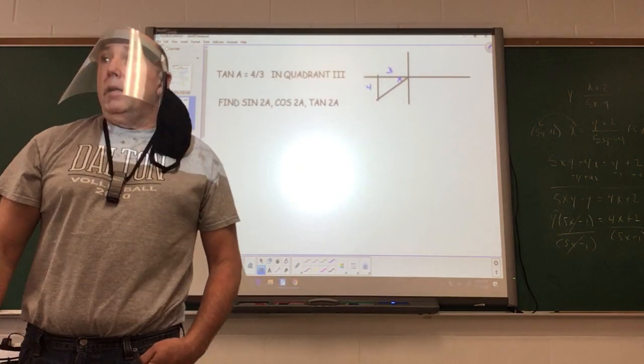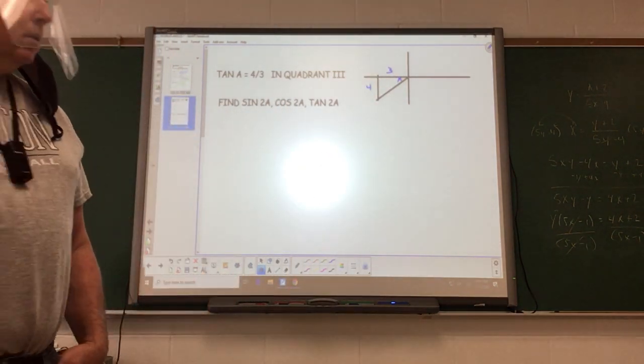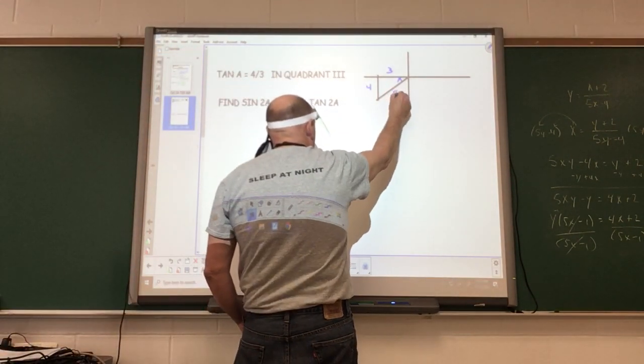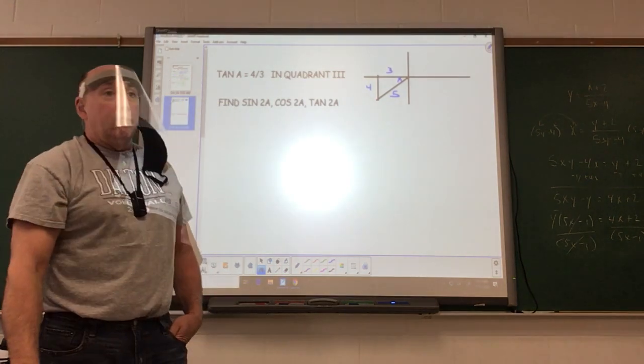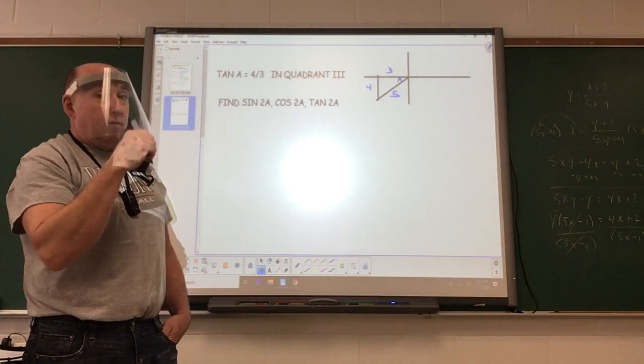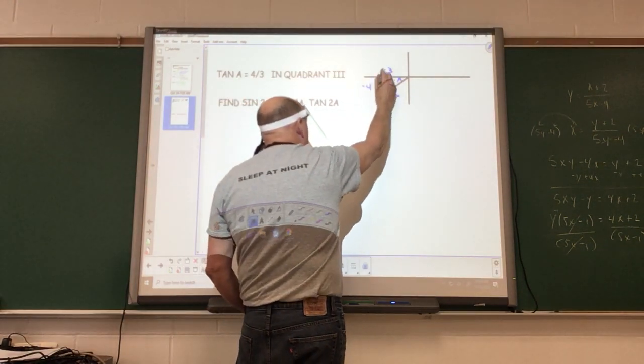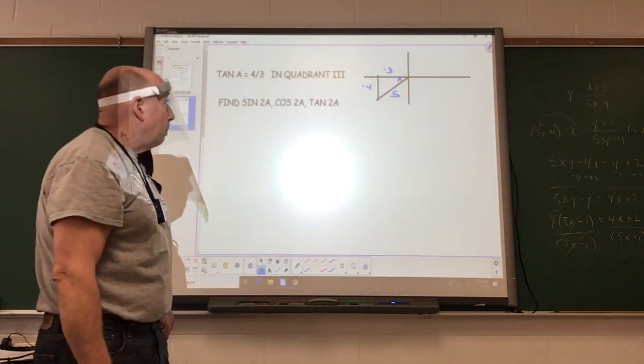Which means our hypotenuse would be what? Coulter? 5. And now I need to check for negatives. Anything going to the left or downwards has to be negatives. Okay, always have to check. So we have negatives for both of them.